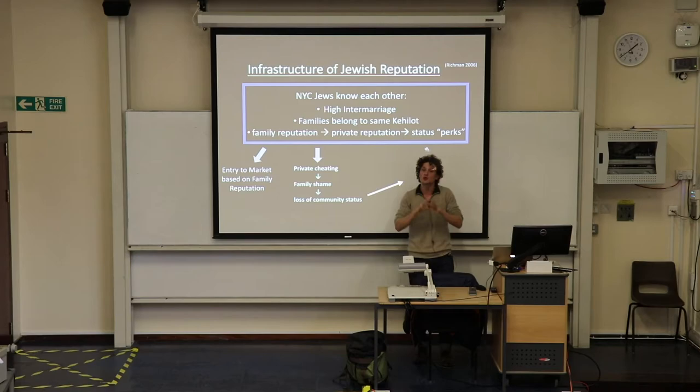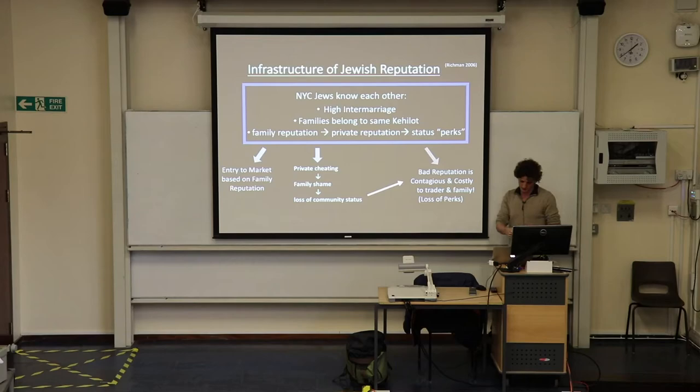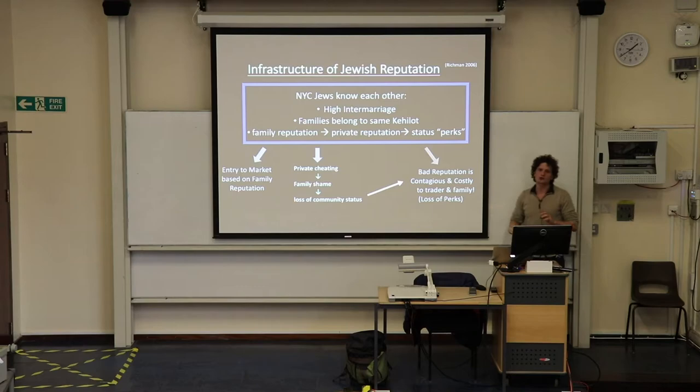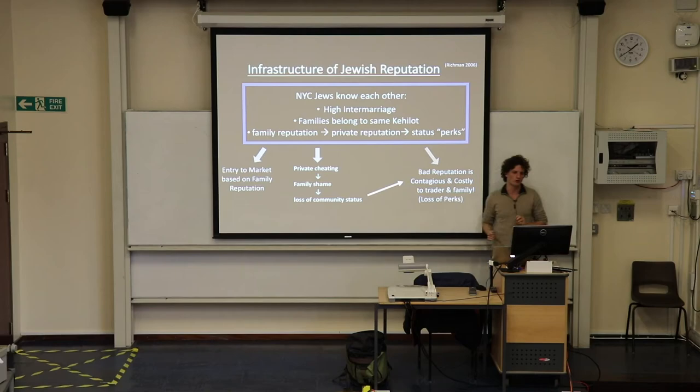It means that if you cheat, your family is shamed, it loses business, and not only does it lose business, it also loses a lot of the perks it has outside the exchange situation. So if your brother or your cousin used to always get dibs on reading the Sabbath prayer on Saturday at the synagogue, no more. If your cousin was hoping to get admitted into the best yeshiva, so yeshiva is like an ultra-Orthodox religious school where they study the Talmud and the Bible, things like that, if your cousin was hoping to get into the best yeshiva, no longer happening.